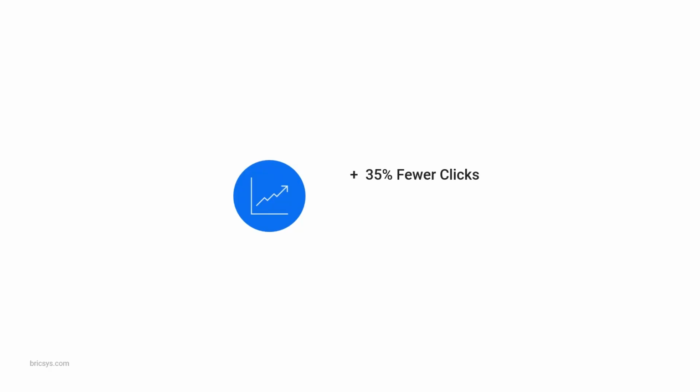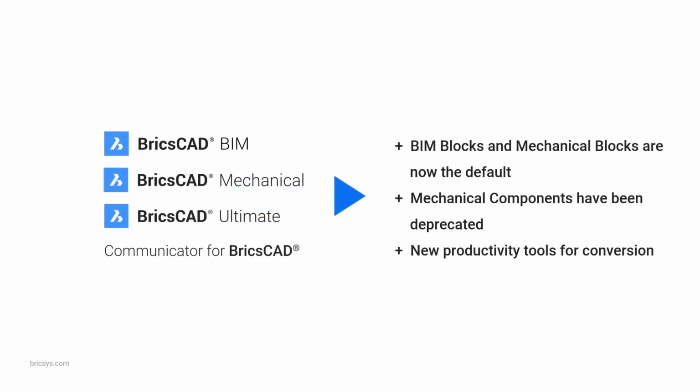With our new BIM blocks and mechanical blocks, we've reduced the number of clicks needed to create library components by 35%. Even more importantly, libraries are now unified between mechanical and construction processes. This is critical for subcontractors because it means you can use the same tools and commands across your workflows. And starting in V26.1, these are the default components in BricsCAD. The older mechanical components have been deprecated.